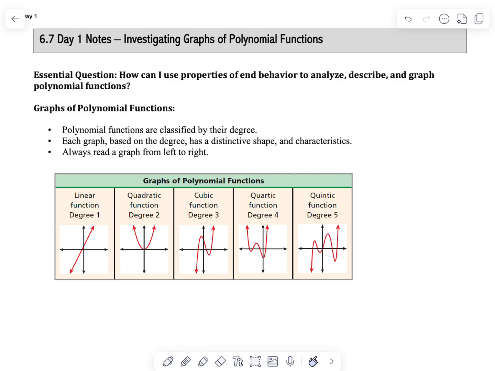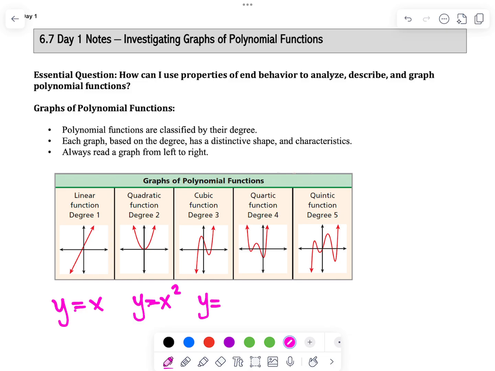A degree of 3 is a cubic function. Degree of 4 is a quartic function. And our last one, degree of 5, is a quintic function. So you do need to know the degree and the name of the function. So I'm just going to go ahead and write y equals x, y equals x squared, y equals x cubed, y equals x to the 4th, and y equals x to the 5th.